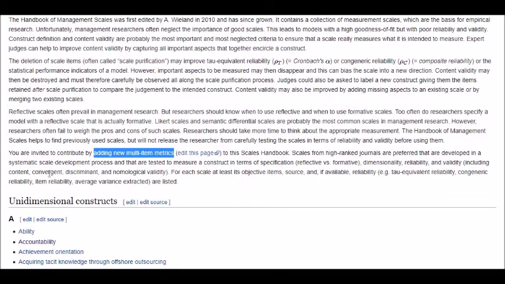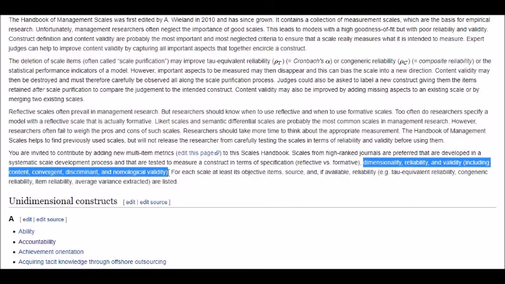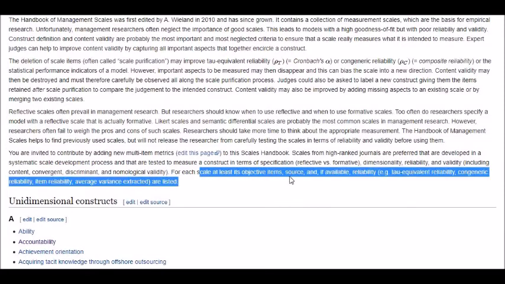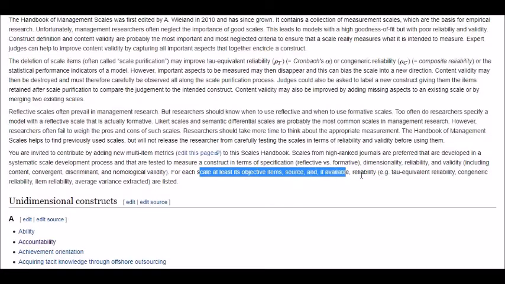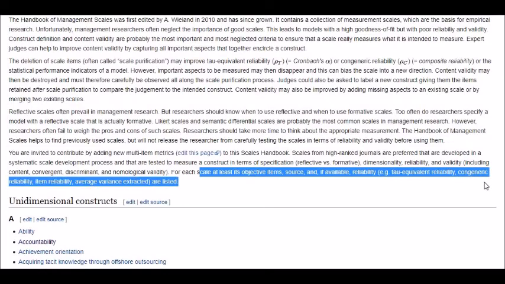And now scales from high-ranked journals are preferred that are developed in a systematic scale development process and are tested to measure the construct in terms of the specification, whether it is going to be reflective or formative, and dimensionality. We will see this one in depth. Reliability, validity, including these different kinds of validities, I would say even different types of reliability are also present. Now for each scale, at least its objective, item, source, and if available, reliability, for example, tau equivalent reliability, congeneric reliability.